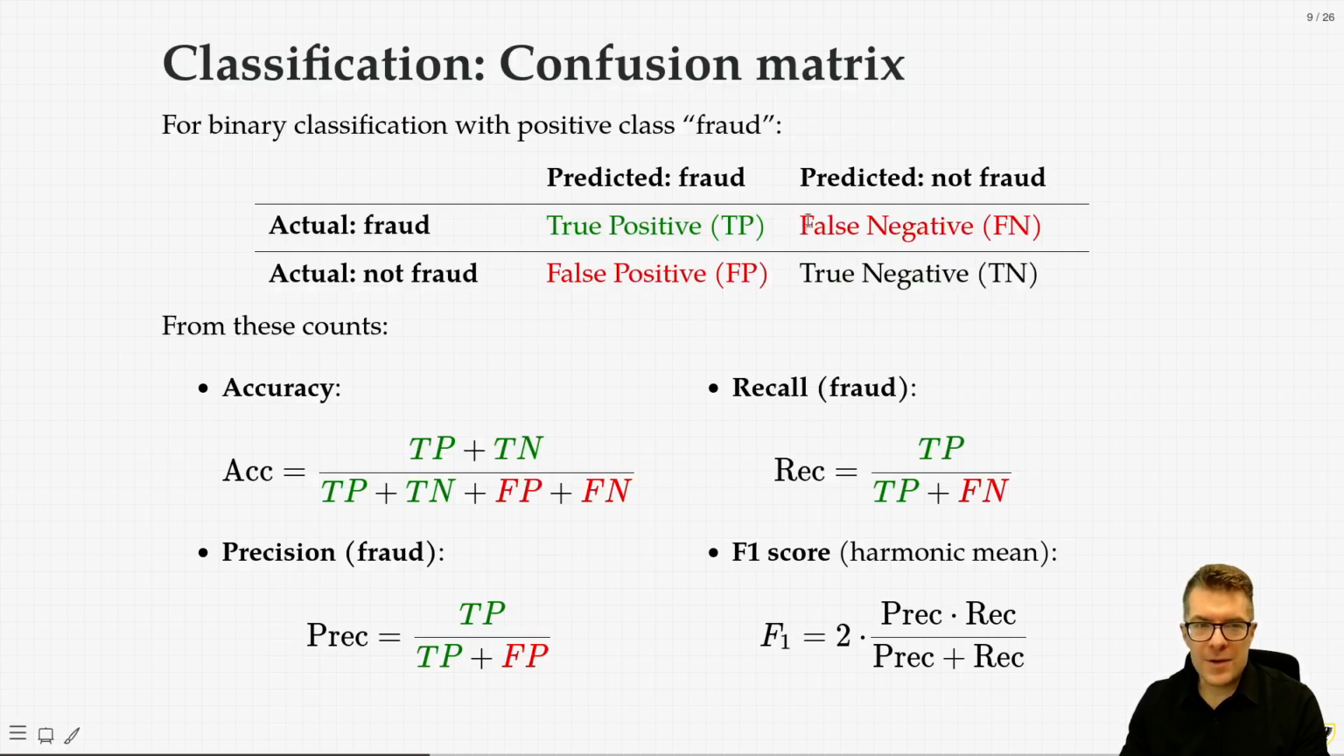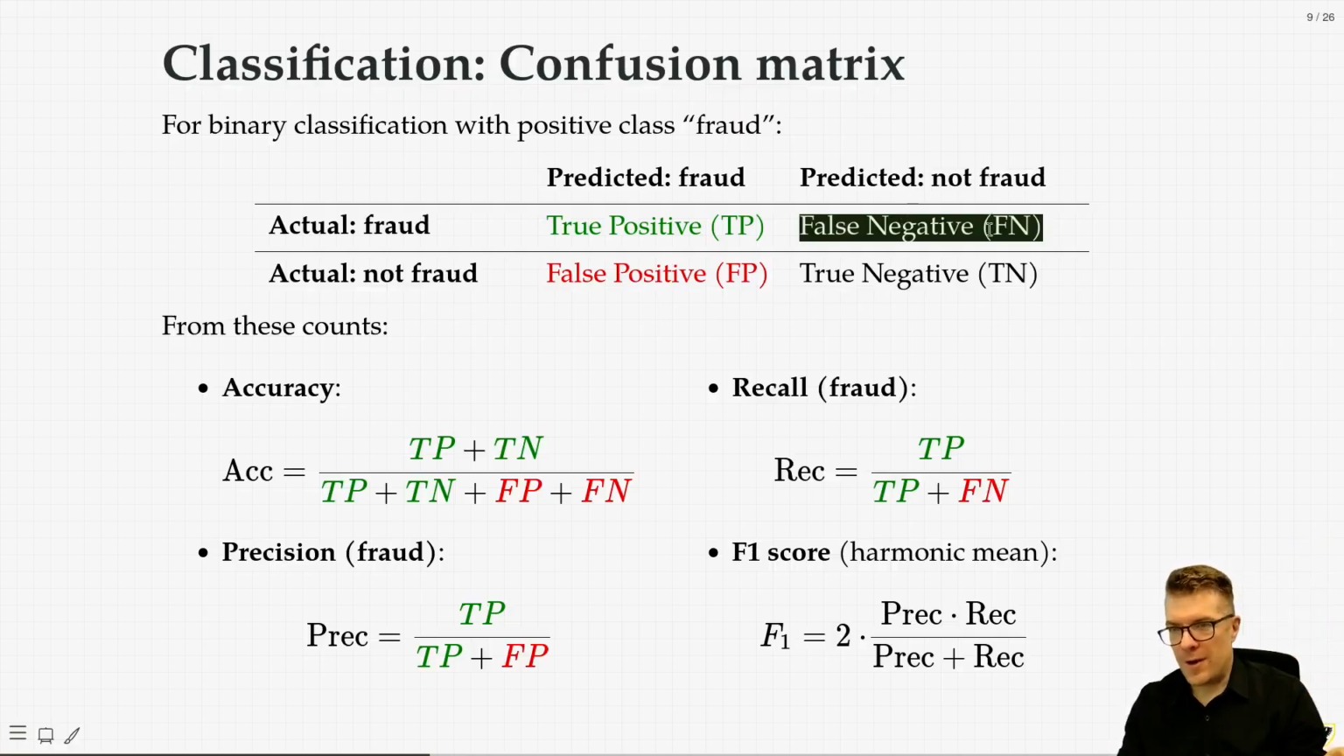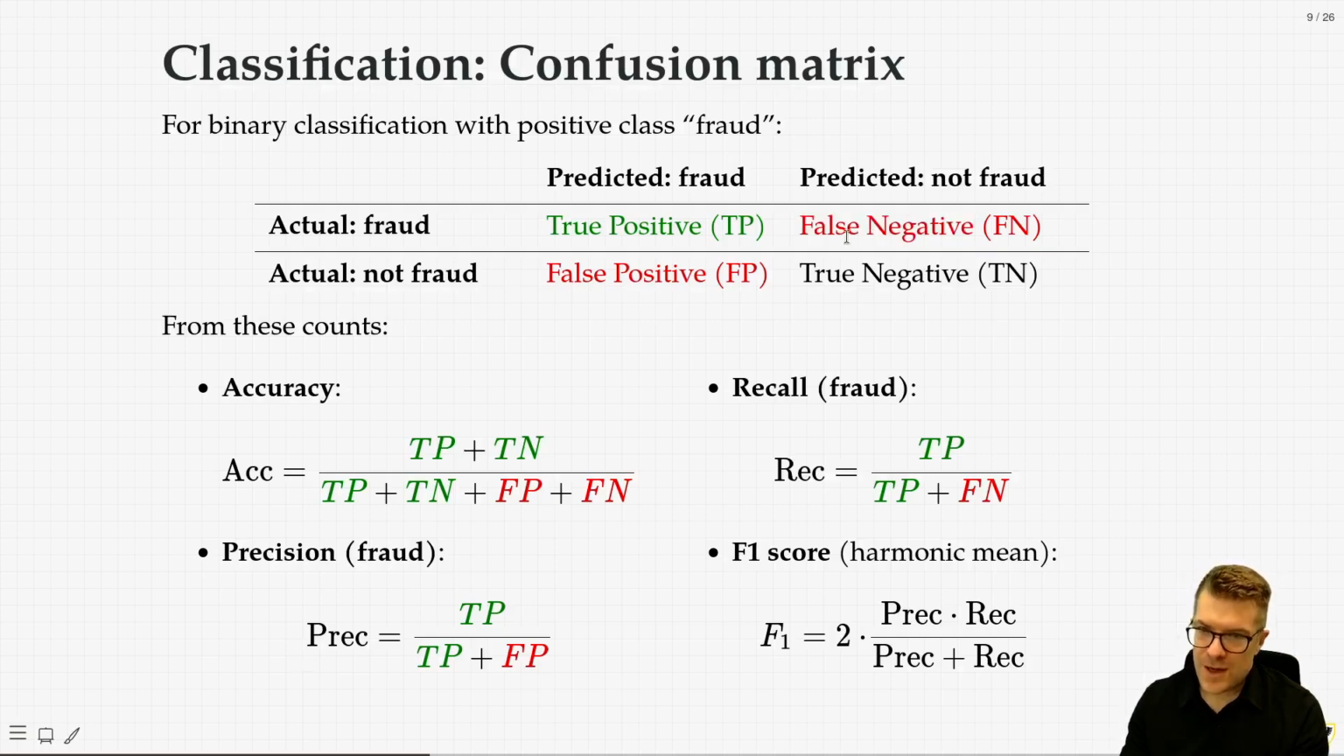Now we go off the diagonal. Up here in the upper right-hand corner, we have actual instances of fraud. These are credit card transactions where fraud occurred, but the model predicted not fraud. So what did the model predict? The model predicted negative, said no instance of fraud, but this was false. So it's a false negative, or FN.